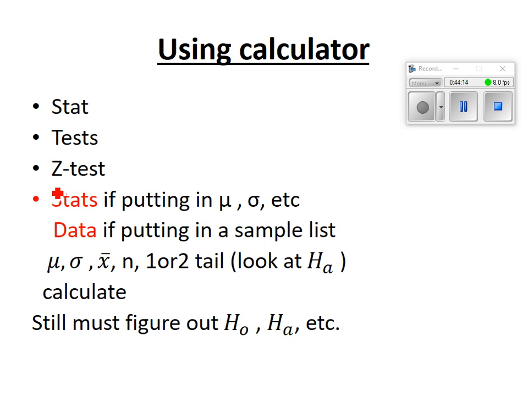If you're using your calculator, you can't use your calculator to do it all, but all that stuff that we just wrote down a minute ago, you can use your calculator to find your Z. So we just wrote that down, but you can use the calculator to find the Z, but you still have to do all this other stuff. You still have to write out your H0, your HA, and everything else.